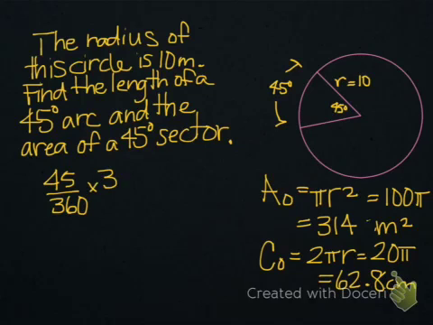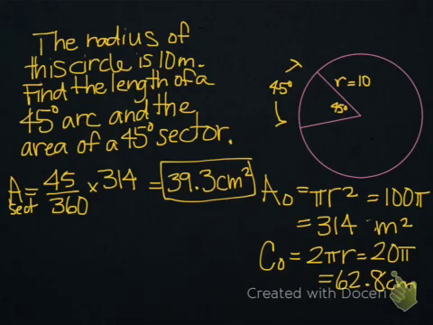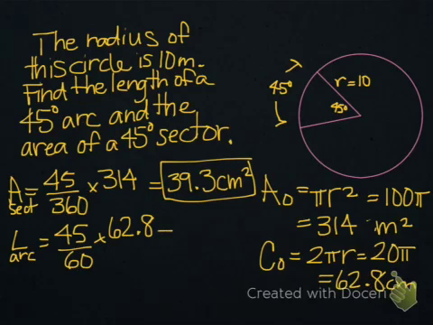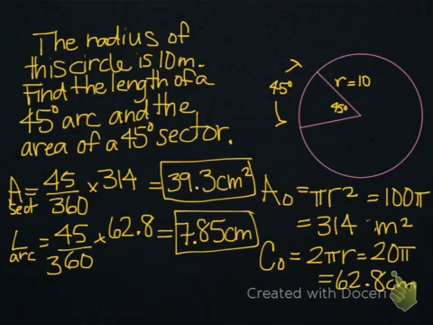The angle of the arc is 45, so the central angle is 45 out of 360. To find the area, we multiply that by 314. So the area of the sector becomes 39.3 square meters. To find the length of the arc, it's 45 out of 360 times 62.8, which becomes 7.85 meters.